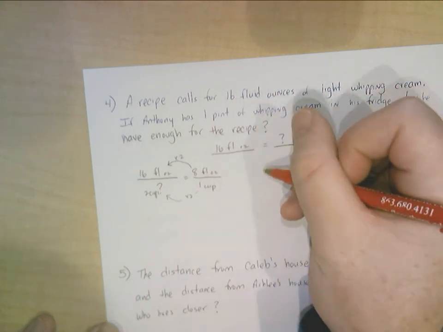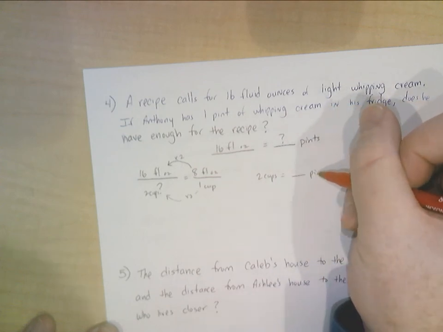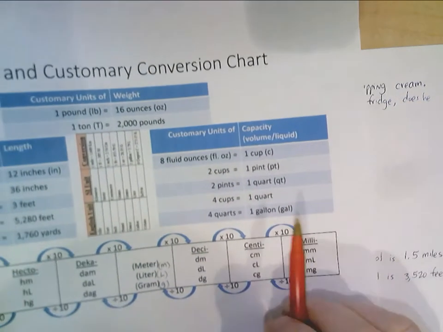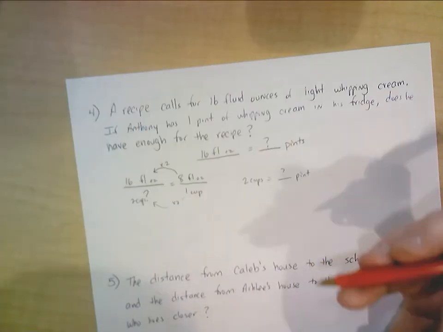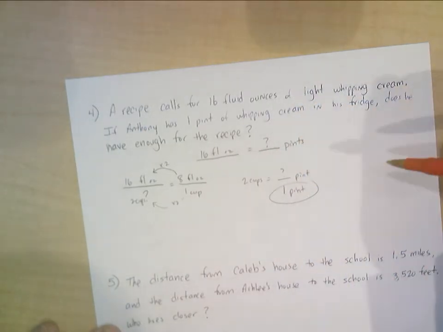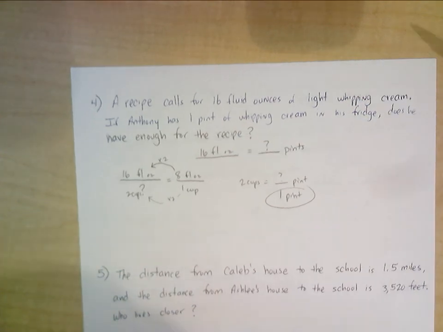Well, if that's 2 cups, how many pints does that equal? Well, we already know that answer. It's right here: 2 cups equals 1 pint. So Anthony has enough. He has exactly the right amount.